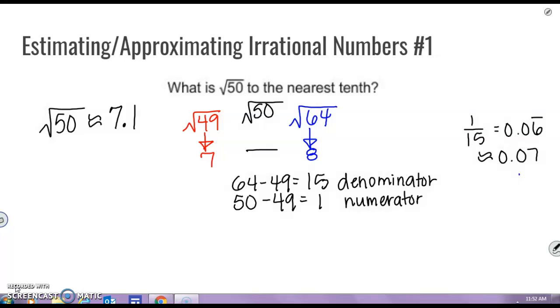64 minus 49 is 15. That is our denominator. 50 minus 49 is 1, which is our numerator. 1/15 is 6/100 repeating, which we can round to 7/100. Our question asks us to round to the nearest tenth. So the square root of 50 is approximately 7 and 1/10.